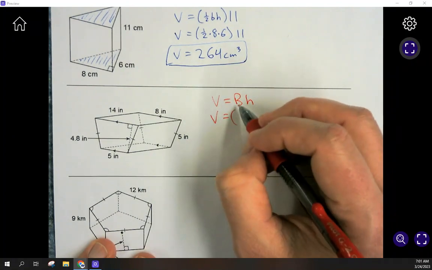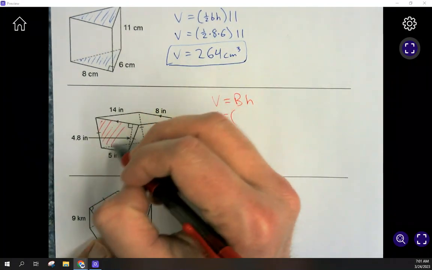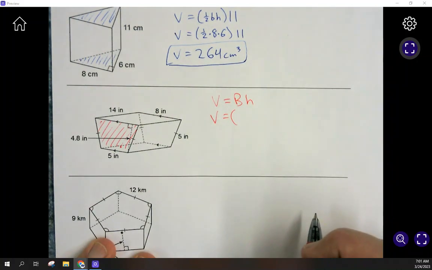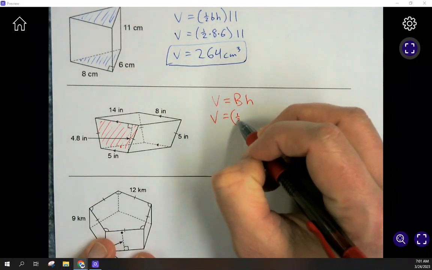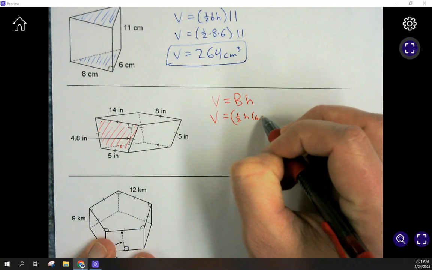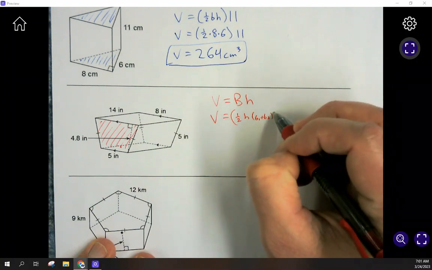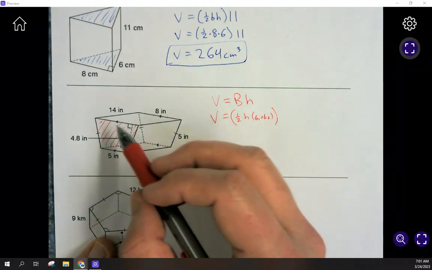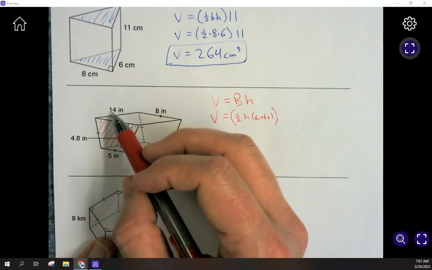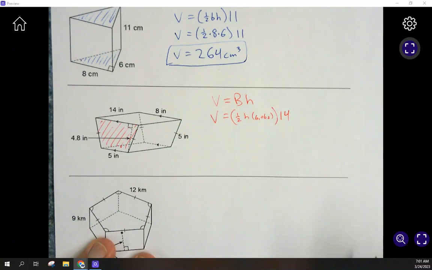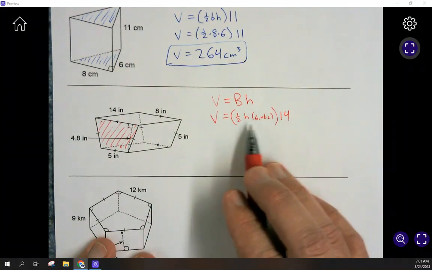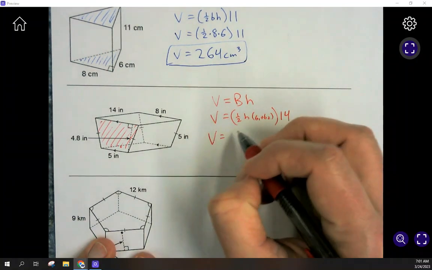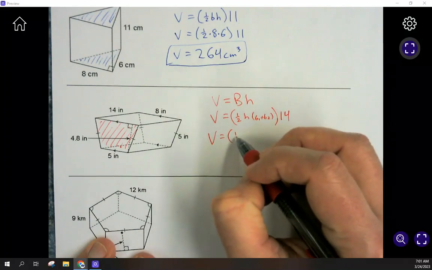Big B we're going to replace with the area of one of the bases, which is these trapezoids. All right, and that is 1/2 times the height times base 1 plus base 2. And now that's going to get times by the height of the three-dimensional shape, which is the distance between the two bases, which in this case is 14. So I'm going to go ahead and plug that right in so I don't get confused with the two different heights.